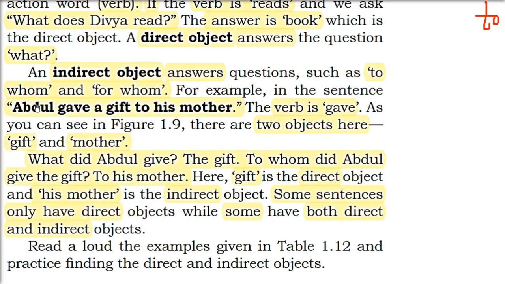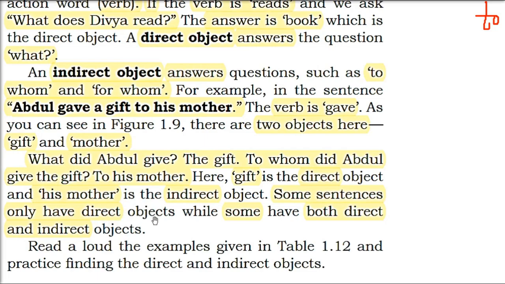Now Abdul is a subject, very clear. Gave is an action, verb. Now gift is object, and mother is also an object. Gift is direct, mother is indirect. Okay, so both. If you ask the question simply to whom, for whom, gift was for whom, to whom the gift was given, mother. So now this mother is an indirect object.